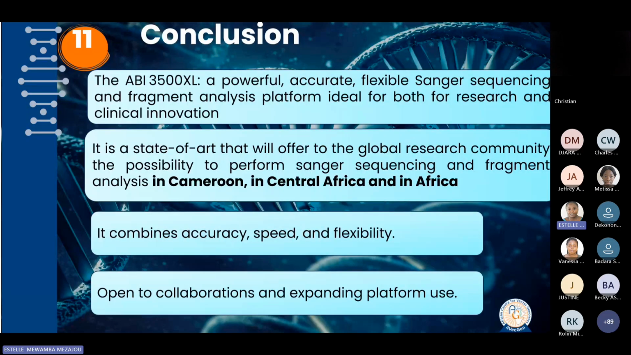So coming to the end of my presentation, we can say that the AB3500XL is indeed a powerful, accurate, and flexible Sanger sequencing and fragment analysis platform, ideal both for researchers and clinical innovation. It's a real state of the art, and it will offer the global research community the possibility to perform Sanger sequencing and fragment analysis, starting from Cameroon and broadly in Central Africa and more widely in Africa. It really combines accuracy and speed as well as flexibility, and the platform is open to collaboration and expanding the use of this device.